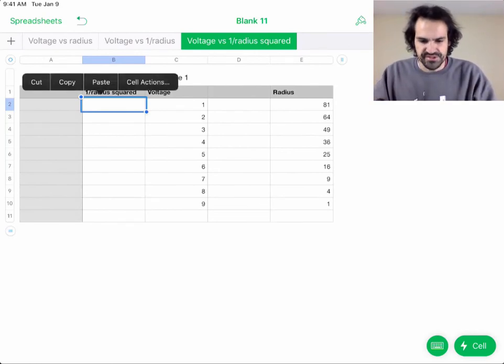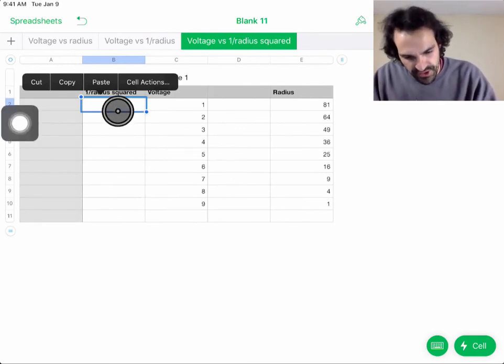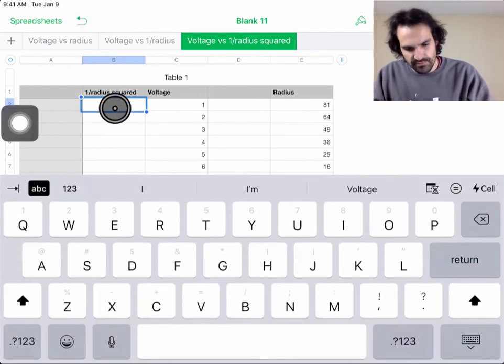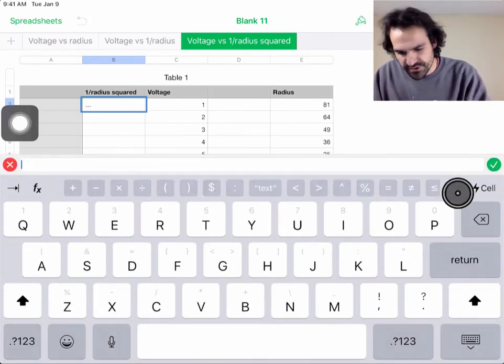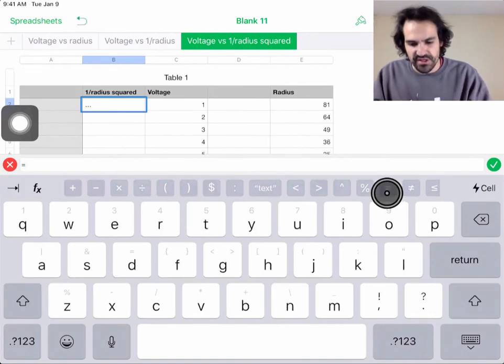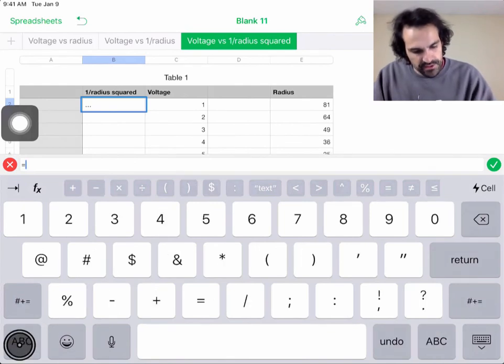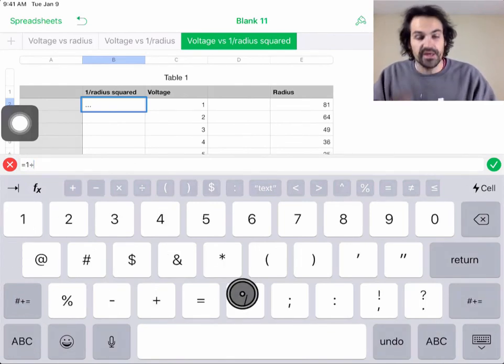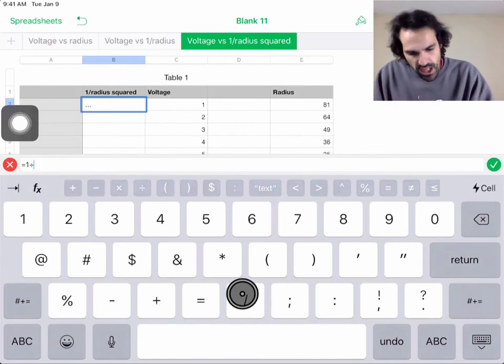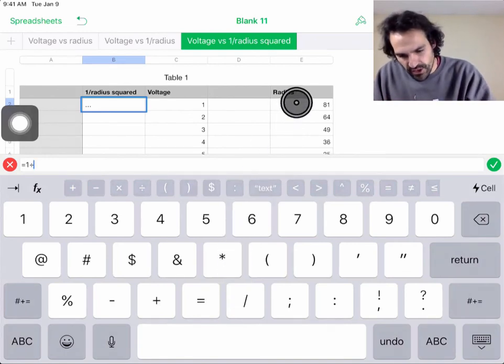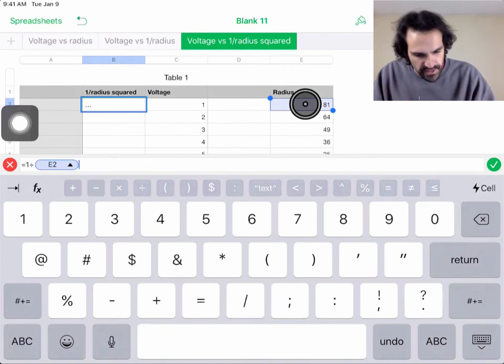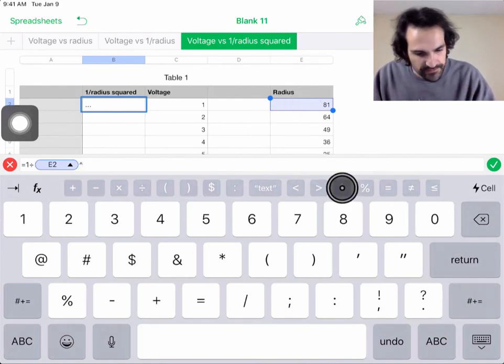All right, so I'm going to do the same thing. I'm going to write an equation in numbers. So I'm going to come here, go to my equation, hit the equal sign. All right, so this is going to be equal to, you always have to start your equations with equals, 1 divided by, and since I want to square the radius, or rather square this cell, I'm going to click on that cell and then square that. So I'm going to take that to the second power.